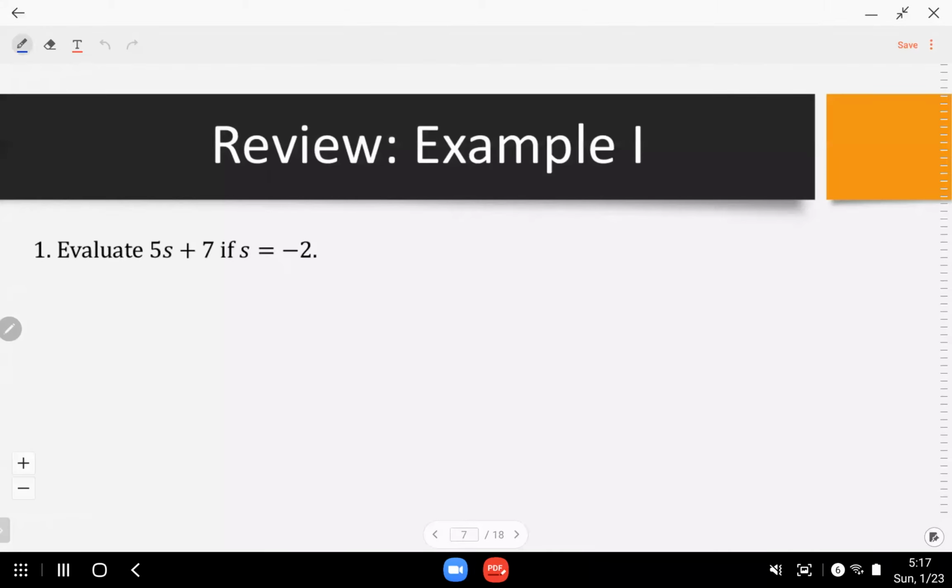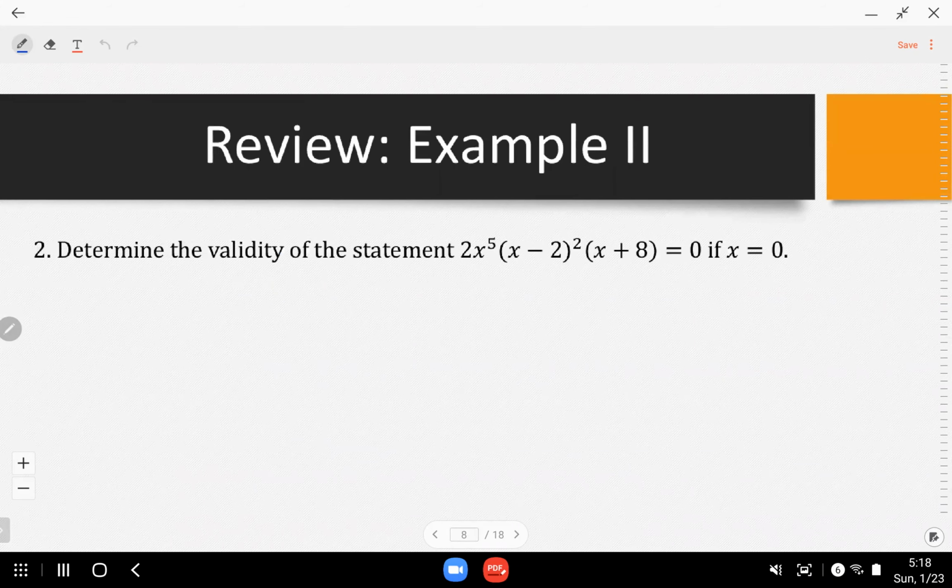So what is our first step? First step, plug in -2. 5 times -2 plus 7. Why can we plug in -2? In our last slide, I told you that since s is equal to -2, they can be used interchangeably. Because 5 and 7 are both numerical values, we want another numerical value so we can actually evaluate this statement, right? So from this, we can get -3. Okay, -10 plus 7.